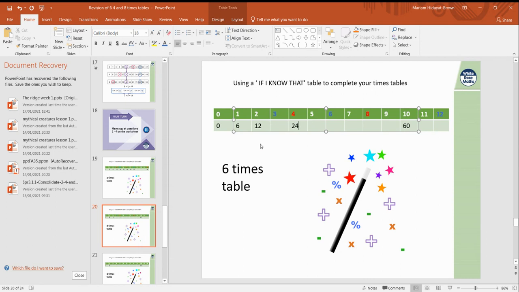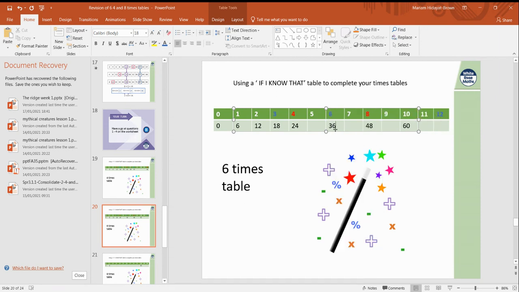12 doubled is 24. I can also see that 8 is a double of 4, so I just need to double the answer of 24, which gives me 48. Are there any other doubles that I can see? Well, I can see that 3, 6, and 12, they're a double, aren't they? So if I'm not really sure of what 3 times 6 is, then I can always just add on 6 to 12, can't I? And that is 18. Now I just need to double 18 to give me 6 times 6, and that is 36.